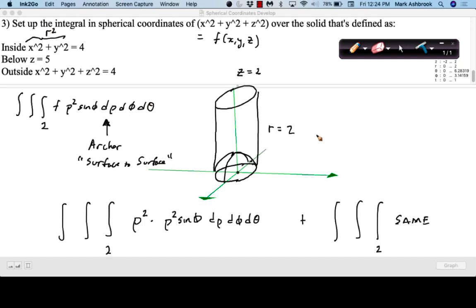Oh, z equals 5, so not 2. Right? Cylindrical coordinates is based on r. Constant values of r give you the cylinder, right? All points 2 away from the z-axis is that cylinder. X squared plus y squared equals 4.